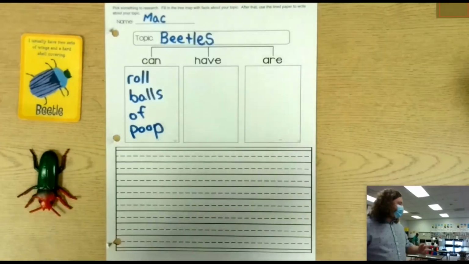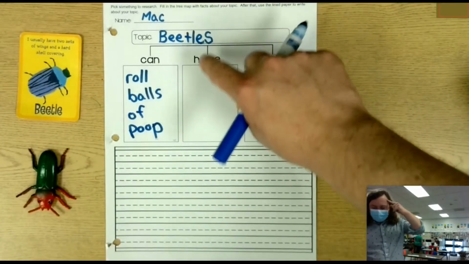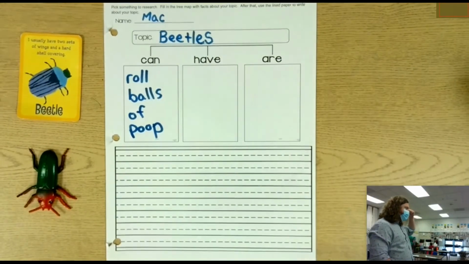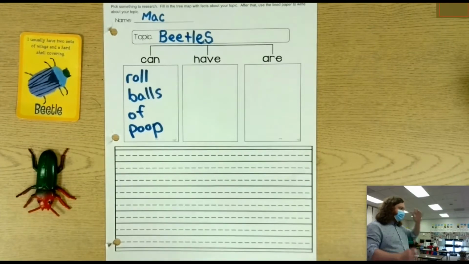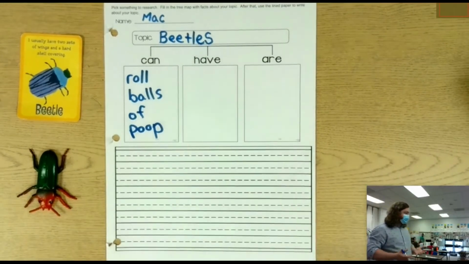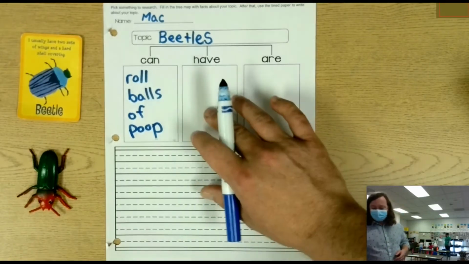Now, think about this next thing. Put your finger on your head. Beetles have. What do beetles have? When you think you have an idea, put your hands together like this so that you're not shouting out, so that everybody gets a chance to think for themselves. I'm looking for somebody. Crispin, what do beetles have?